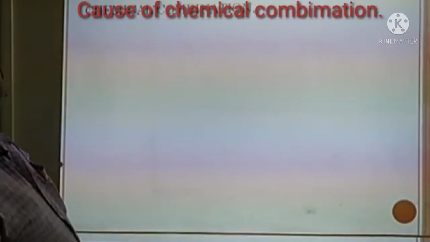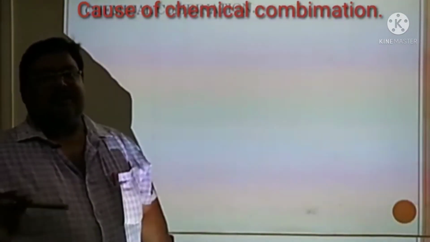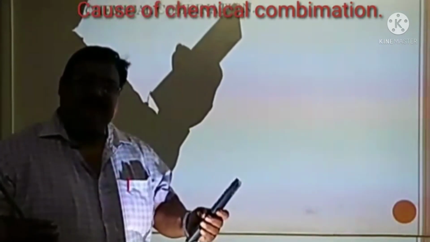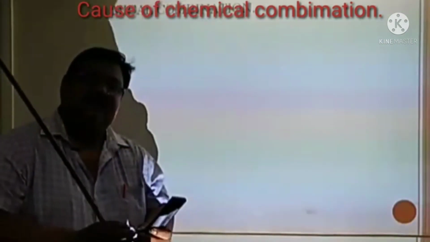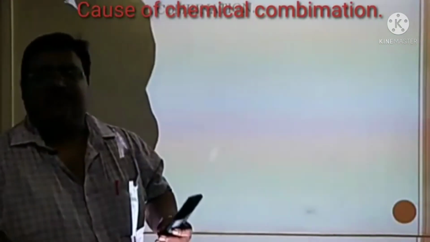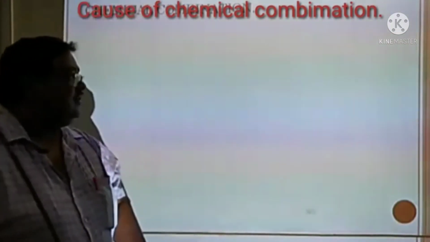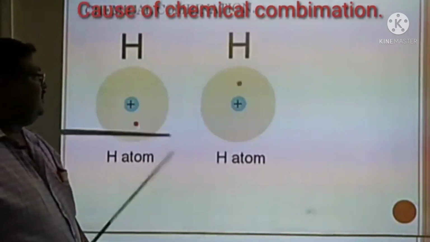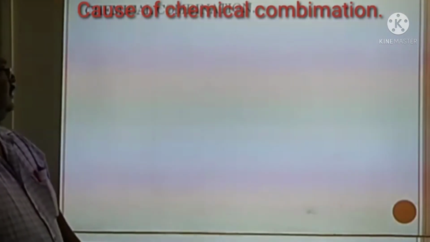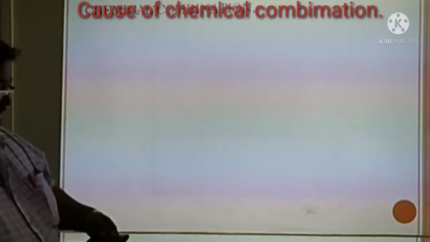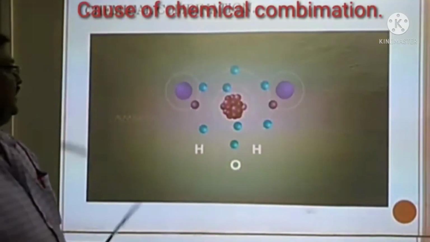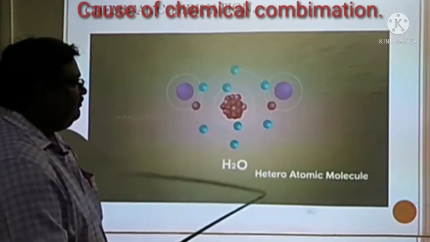Again, this theory fails to explain the cause of chemical combination. Why do atoms combine with each other? Why does an atom of hydrogen combine with another hydrogen atom to form a hydrogen molecule? Why does carbon combine with oxygen to form carbon monoxide or carbon dioxide? This theory fails to explain the cause of chemical combination. Hydrogen and hydrogen combine to form a molecule. These are the failures of Rutherford's atomic model. You can see here hydrogen and oxygen combine to form a water molecule.